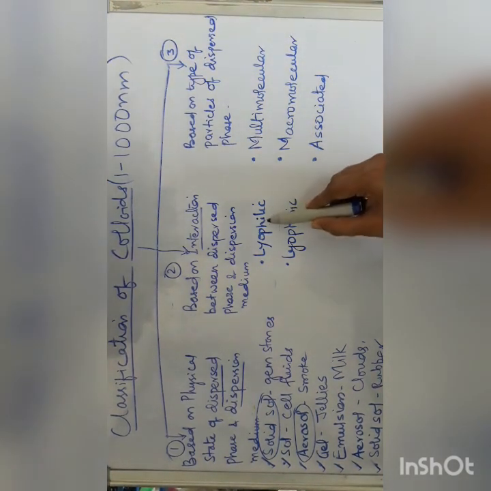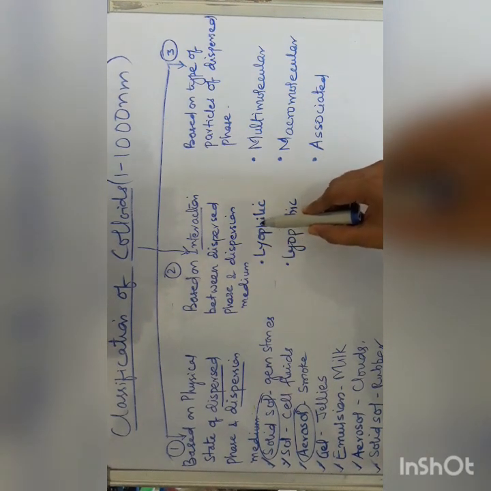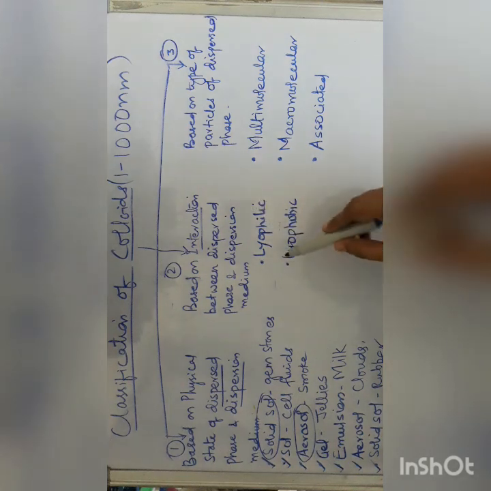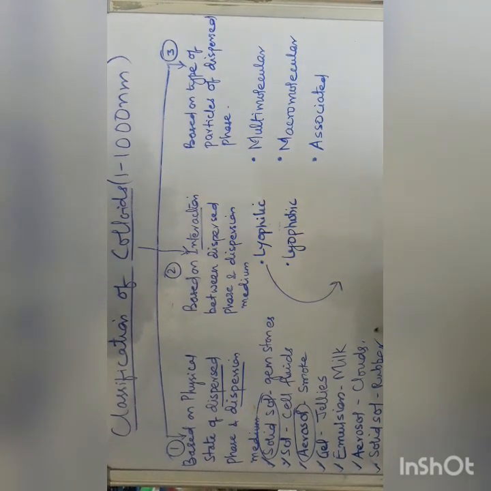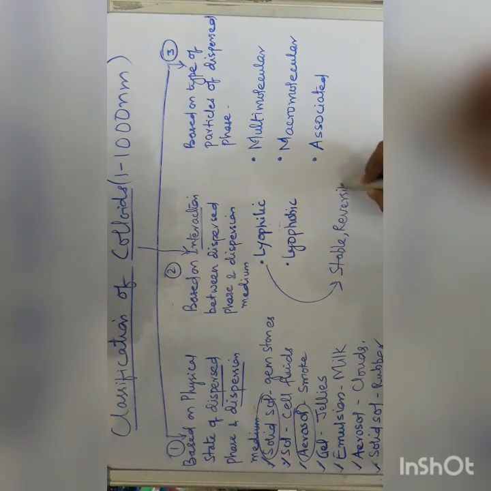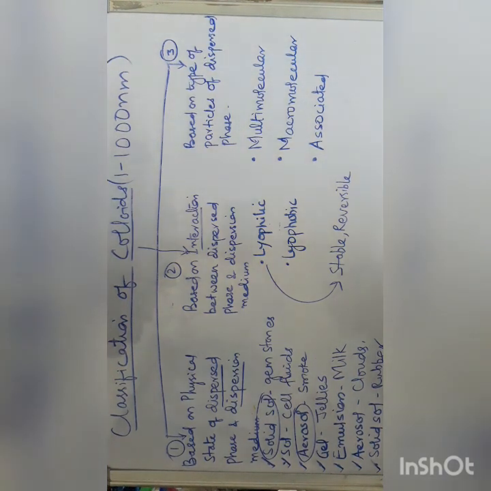So lyophilic, when there is interaction, positive interaction between the dispersed phase and dispersion medium, then that is lyophilic colloid. And as I gave you example that starch, gum or gelatin, they are examples of lyophilic colloids, and these are stable, and these colloids are reversible, means again the components can be separated by simple methods.